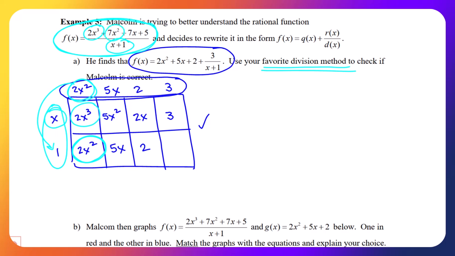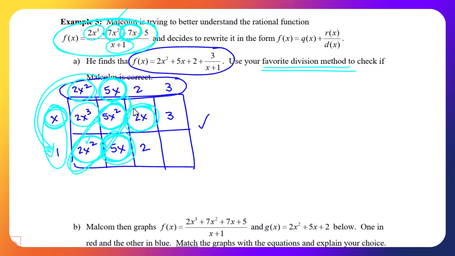I need to make 7x squared here. Well, the 2x squared I have, if I add 5x squared, I'll get my 7x squared. X is still here. To make the 5x squared, the 5x has to be here. And then 5x times 1 is 5x. The next term in my answer is 7x. I have 5x here already. I need 2 more x to make the 7x.